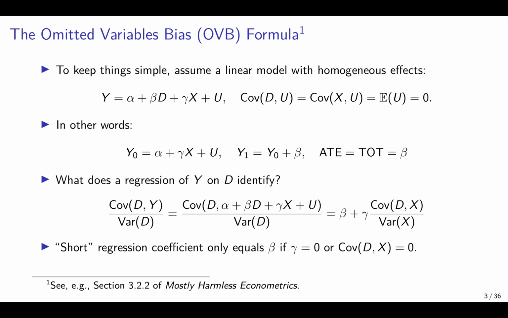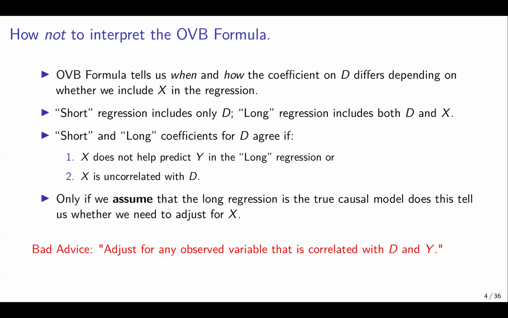What this tells us is that the short regression coefficient will only be equal to beta, which was our treatment effect of interest, if gamma is 0, in other words, X doesn't matter for Y, or if there is no covariance between D and X. You sometimes hear that omitted variables bias formula interpreted to mean that we should adjust for any observed variable that is correlated with D and Y. They don't say that in Mostly Harmless Econometrics, but it's something that you certainly encounter in some other sources. That's actually wrong, and I want to take a moment to try to explain why.